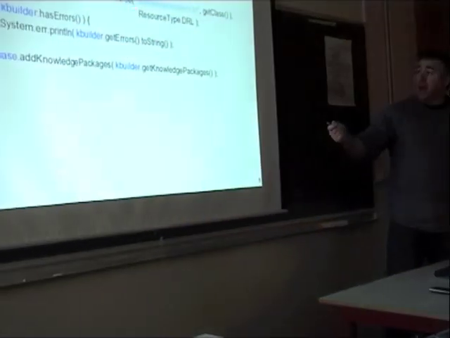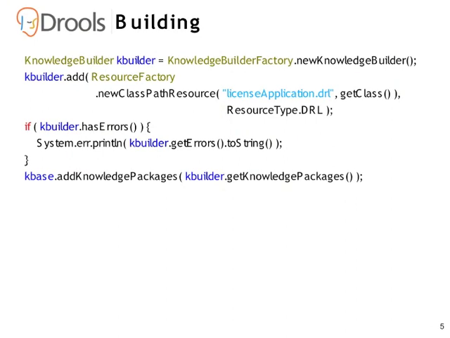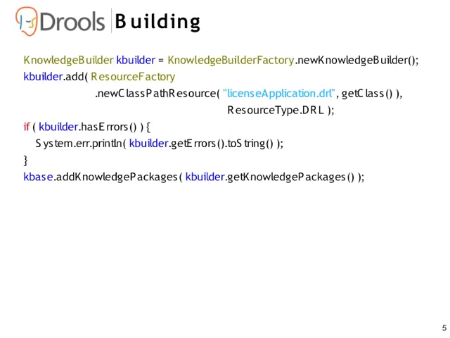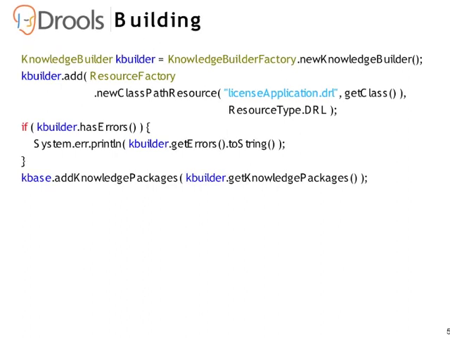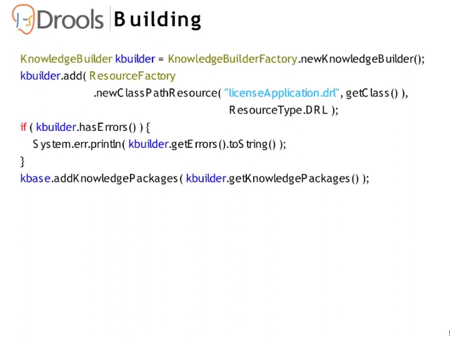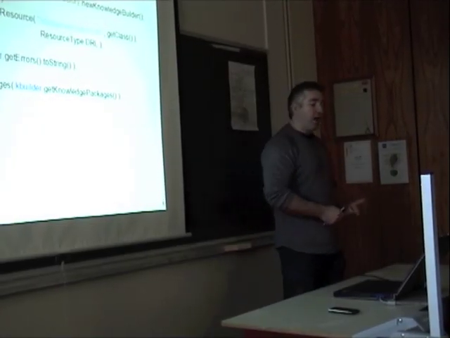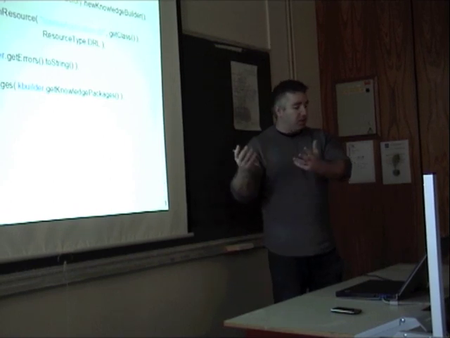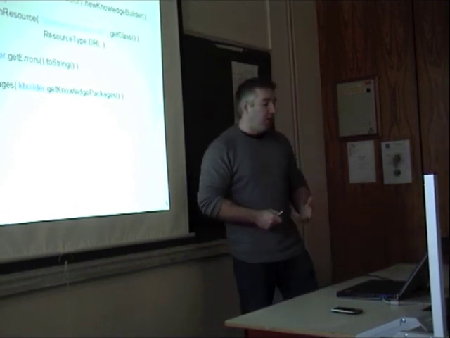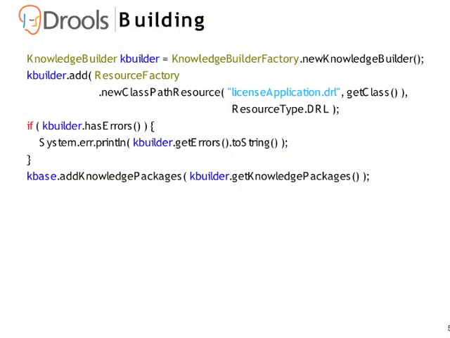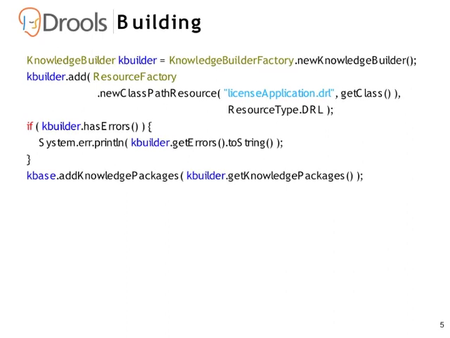As we've gone beyond just rules, we started to include workflow, started to include class definitions, we needed to build a generic API around knowledge. Because all these things are knowledge, and you're building knowledge definitions. So your rules, your workflow, your class definitions, which we call type declarations, are all types of definitions. So you have a knowledge builder to build these definitions. First thing you do is create a knowledge builder, and then you just keep adding different resources.